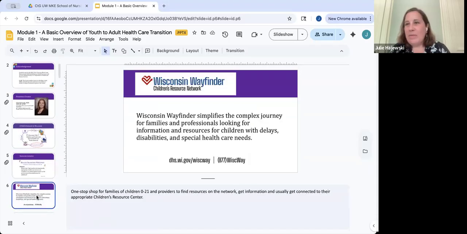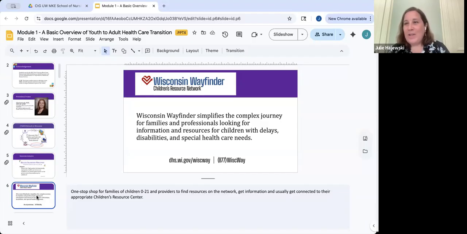I would be remiss if I don't mention a couple of resources and partners that are really essential to the work that we do and are probably one of the best sets of resources that we want to make sure youth, family, and caregivers have available to them. And one of those is the Wisconsin Wayfinder as part of our Children's Resource Network. It's really kind of one-stop shopping for families with children ages 0 to 21 to get information.